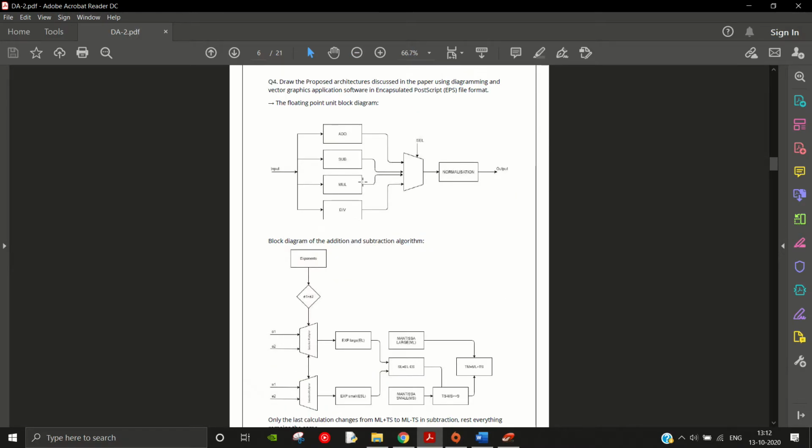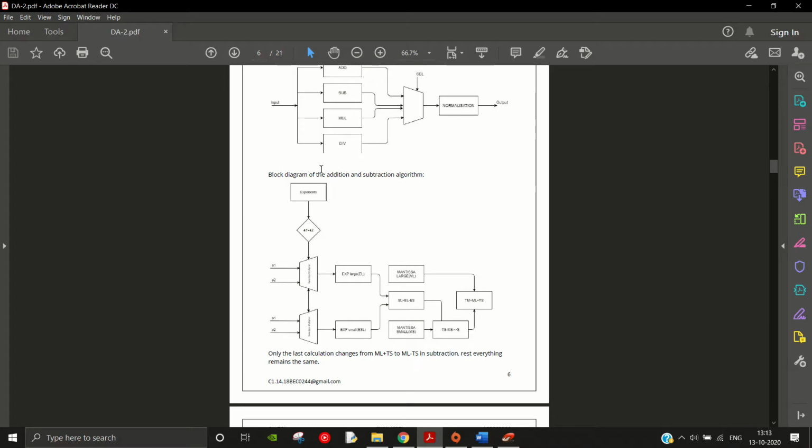Next question was to draw the proposed architecture discussed in the paper using diagramming and vector graphics application software. So this is the floating point unit block diagram. As we can see, this consists of an input which goes to the 4 ALU operations: addition, subtraction, multiplication, division, which again goes to the selection multiplexer, in which the user sends the select signal, after which it goes to the normalization unit, and from there it goes to the output.